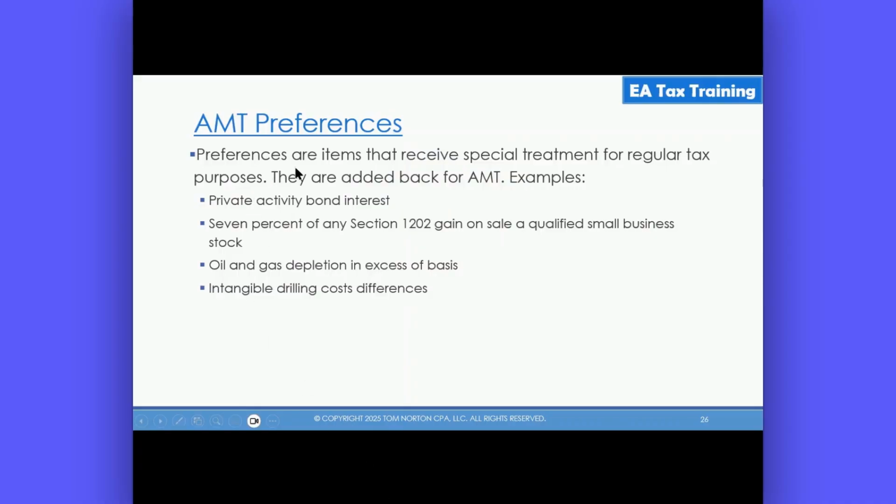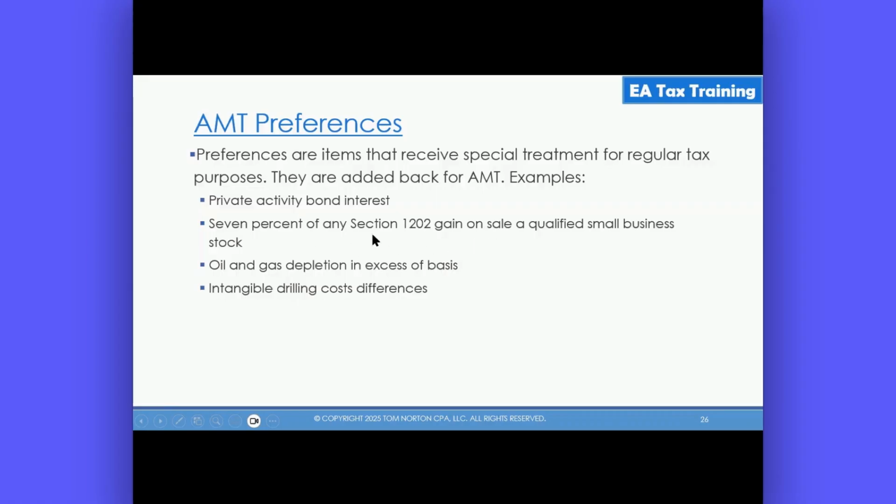First of all, AMT preference items. So preferences are items that receive special treatment for regular tax purposes, and so they are added back for AMT purposes. So here are some common examples. Something called private activity bond interest, not taxable for regular tax purposes, but has to be added back for AMT. 7% of any Section 1202 gain on sale of a qualified small business stock.